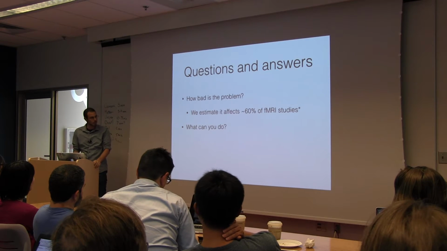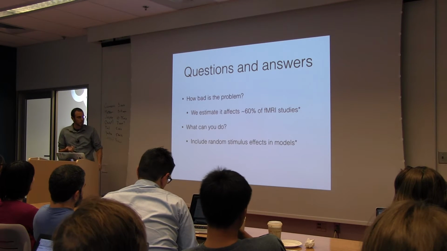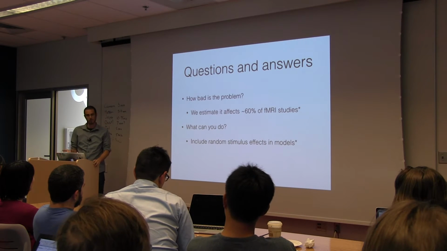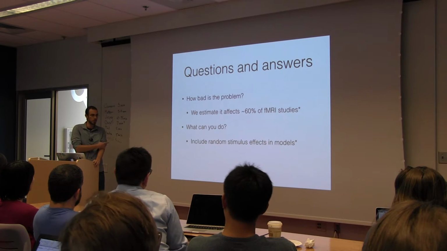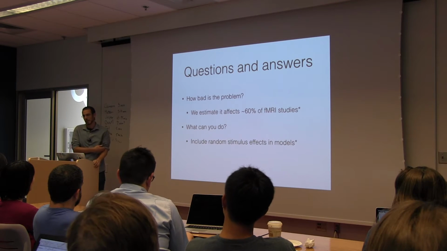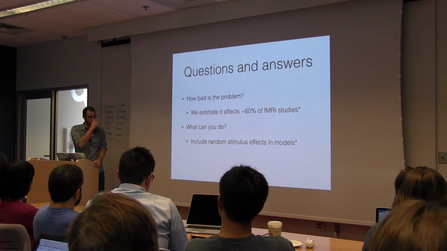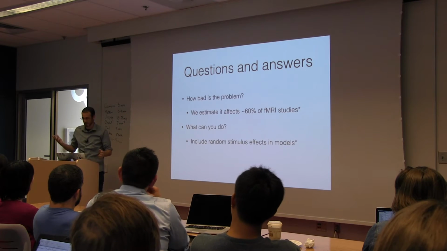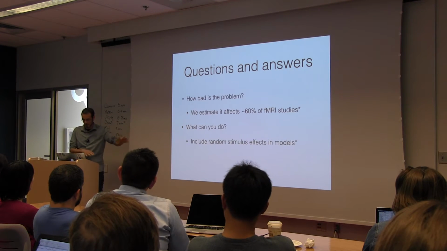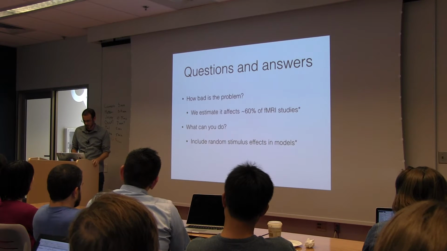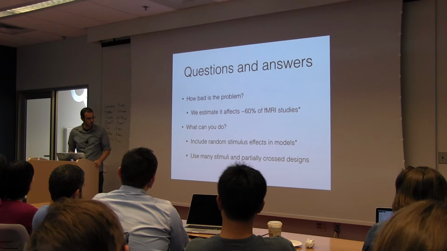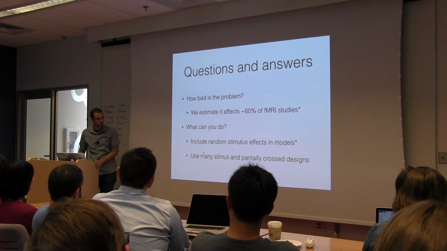What do you do about this? Ideally, you include random stimulus effects like you saw. The problem is that no packages, FSL, SPM, et cetera, do this right now. And it's not clear what it would take to make them do it because it's a difficult model to fit. As you saw, we did it on a region basis because doing this voxel-wise would be kind of a nightmare. But at some point in the near future, hopefully, some package will implement the ability to do this in an efficient way.